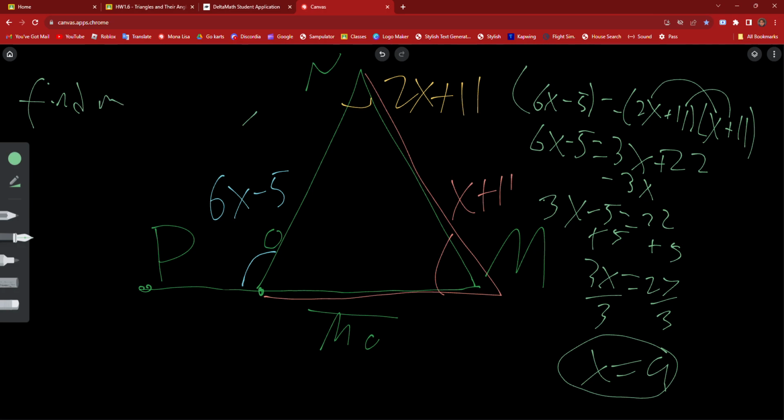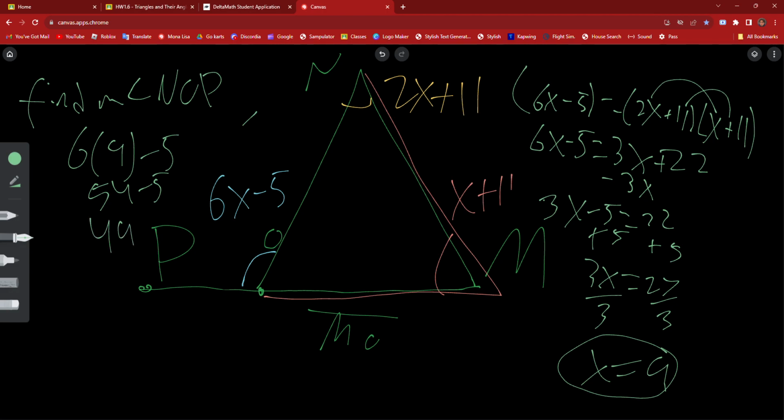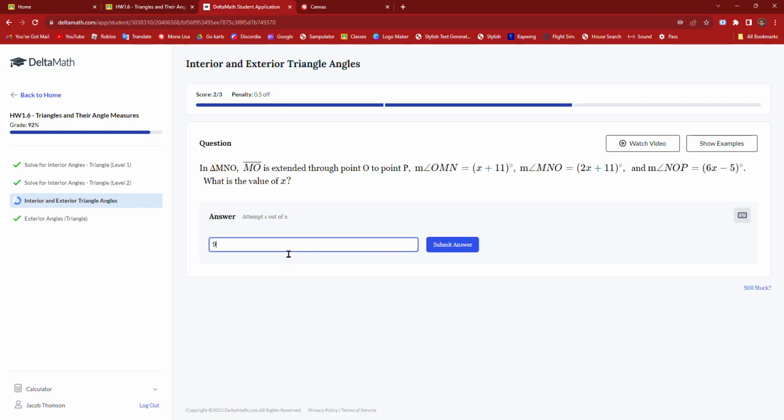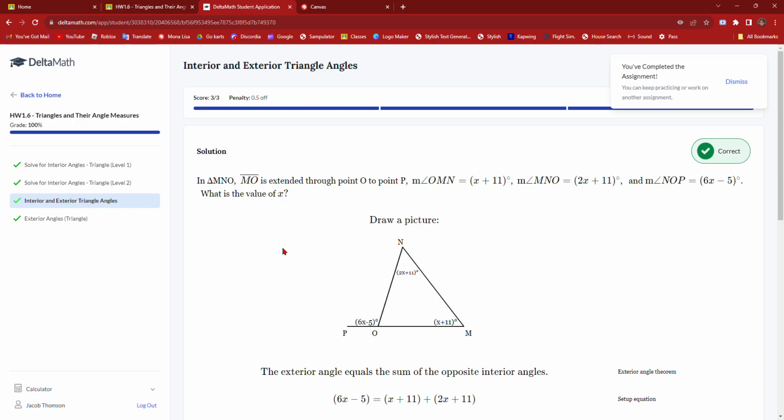But let's say you were in the situation where we were solving for the angle. You would basically do that and you'll get 49. However, that would not make sense because 49 would be acute, and this is obtuse because it is above 90 degrees. So that would not work. And so therefore 9 should work. And I am all done.